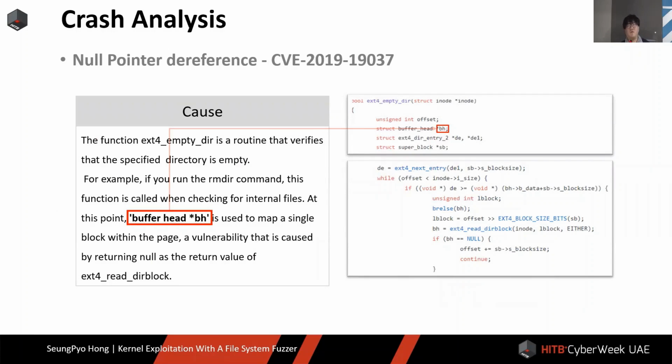The ext4 empty_dir function checks if there are any files in the directory when executing a command that deletes a directory, such as rmdir. The vulnerability is in the structure pointer called bh in the ext4 empty_dir function. If the pointer becomes null, the location of b_data is not calculated.